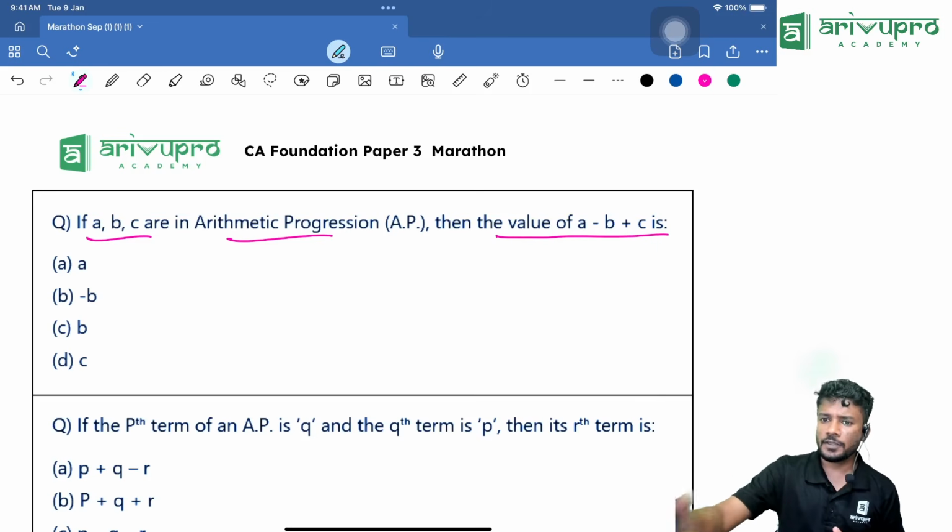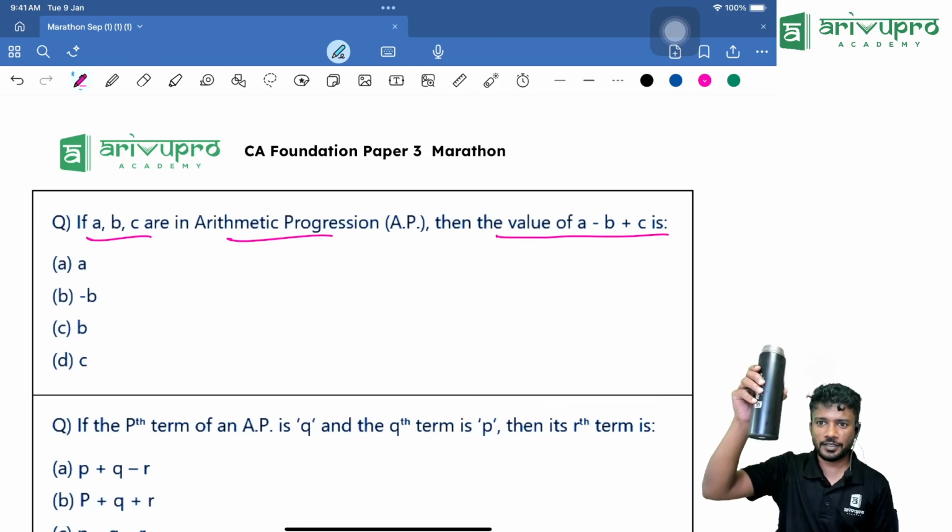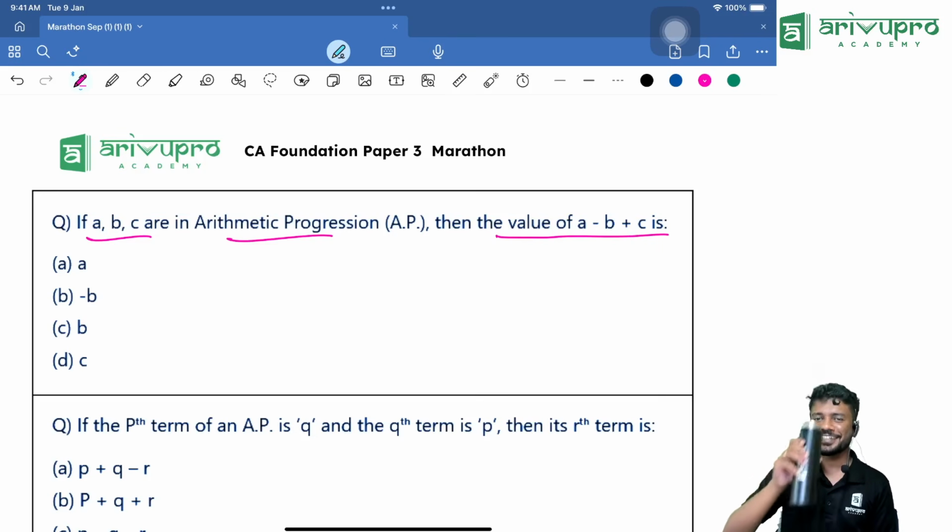Everyone, are you drinking water? Drink enough water. Yeah, everyone. Drinks break. IPL. Drinks break.